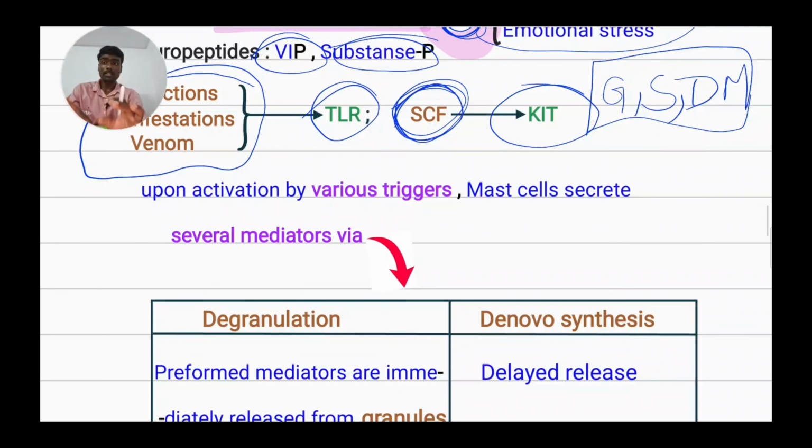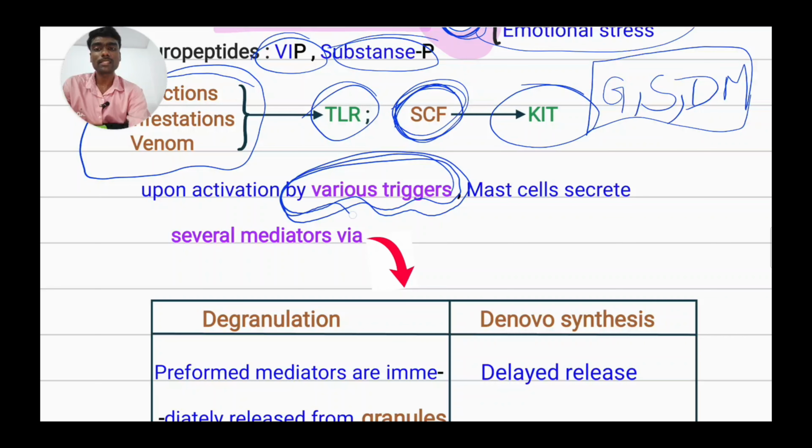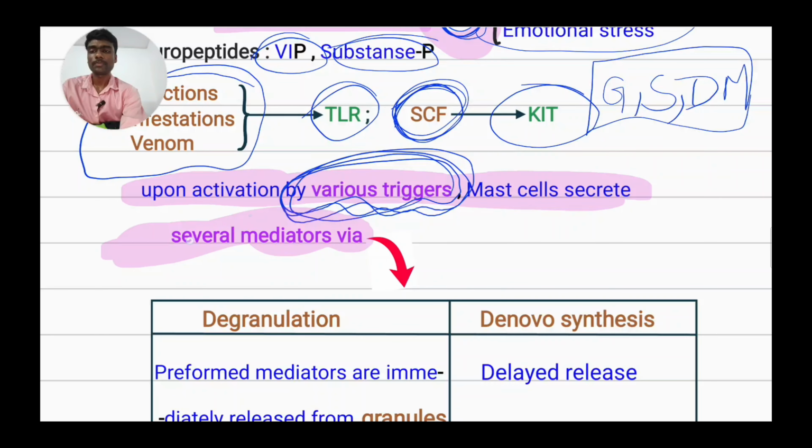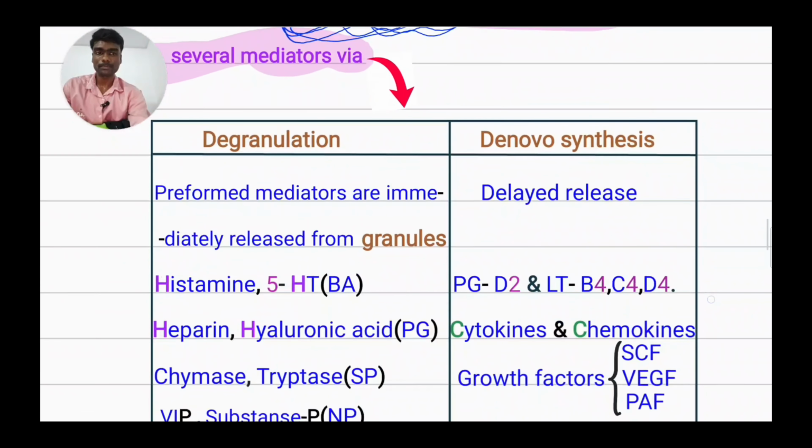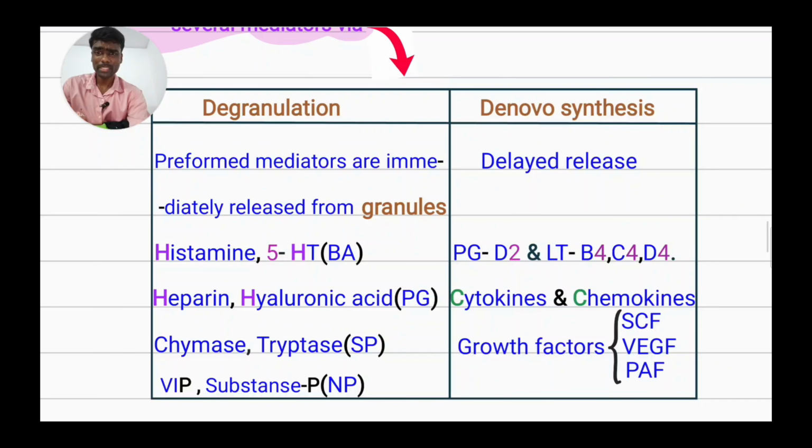Now we have seen the various triggers of mast cells. What happens if these triggers activate mast cells? Upon activation by various triggers, mast cells will secrete several mediators via degranulation. Degranulation means preformed mediators will be released immediately from granules.